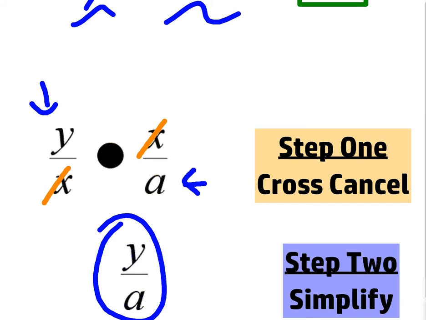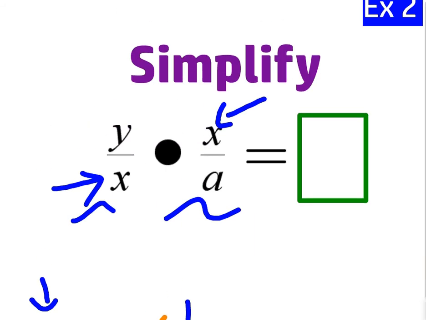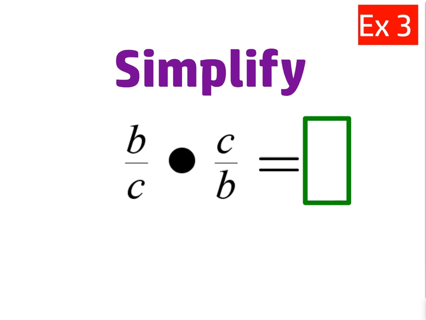Because again, x times x over x, when they cross cancel gives you 1, y times 1 is y, and then you have an a on the bottom. So, final answer is y divided by a. It's very, very simple. But it's important you understand why this works. Okay, so now let's look at this one together.